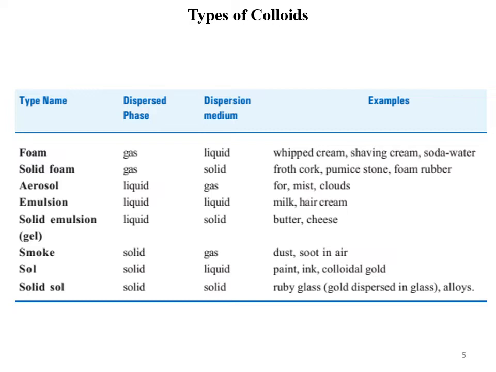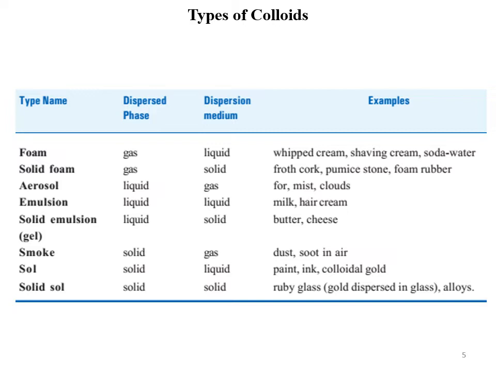The next one is aerosol. This is formed when the dispersion medium is a gas and dispersed phase is a liquid. The next one is emulsion, which is formed when dispersion medium is a liquid while the dispersed phase is also a liquid. We have to study some detail about the emulsion as well. The next type is solid emulsion. These have the dispersed phase as liquid and the dispersion medium as solid. These solid emulsions are also named as gel.